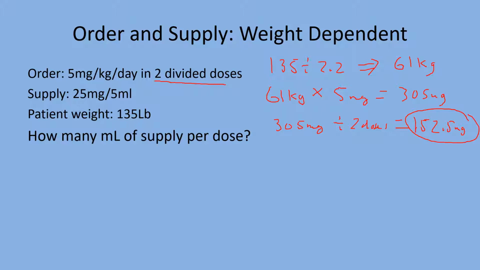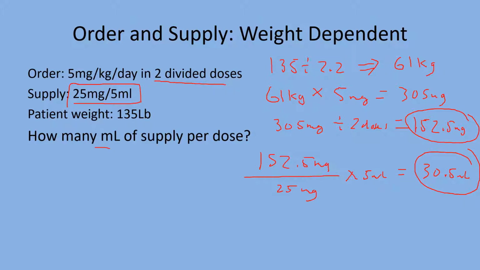How does our supply come? Per 25 milligrams per 5. So order is 152.5 milligrams. The supply comes 25 milligrams per 5 mLs. Order over supply times the amount. All right, so your final answer, how many mLs per dose? 30.5 mLs.